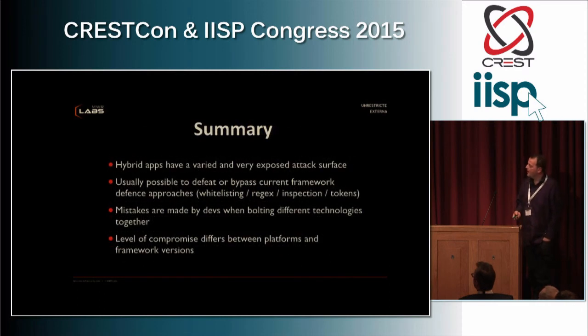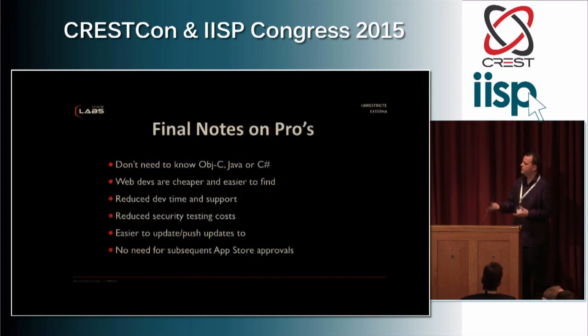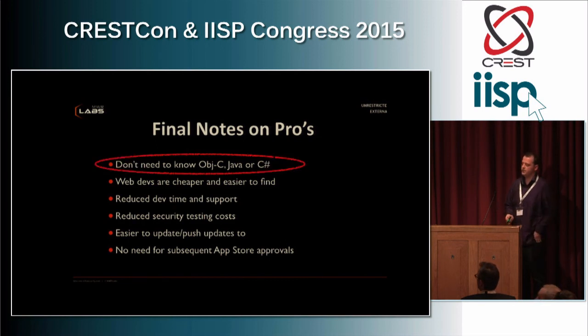So wrapping up, there's a varied and exposed attack surface with all the containers, the web, the native stuff. The devs are bolting different technologies together, and what you can actually achieve differs from platform to platform. And that's something important to understand. When we go back to these pros that were listed up: you don't need to know Objective-C, Java, C#? Well, you need to understand the weaknesses that are going to be exploited in your application. You need to know all those languages to review the apps as well, because each device it runs on has a different attack surface, regardless of whether it's hybrid or not.